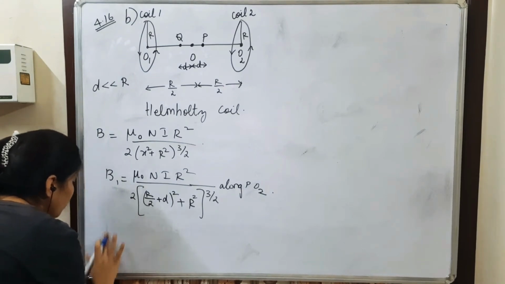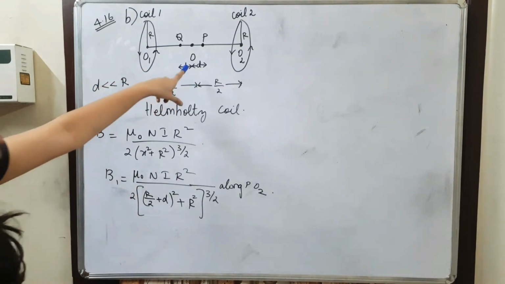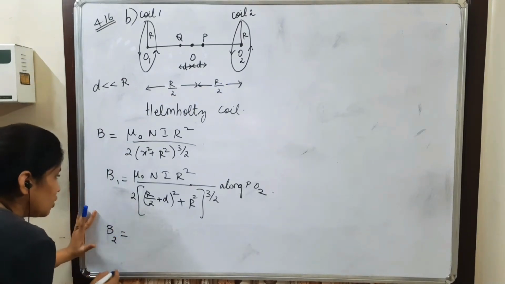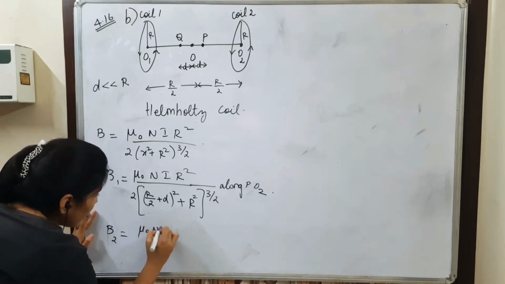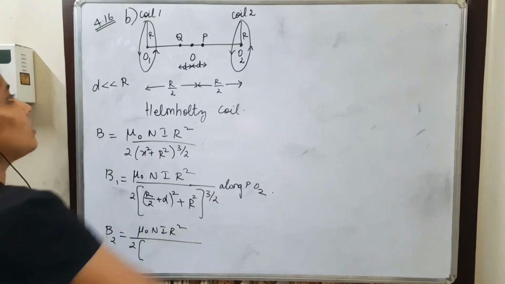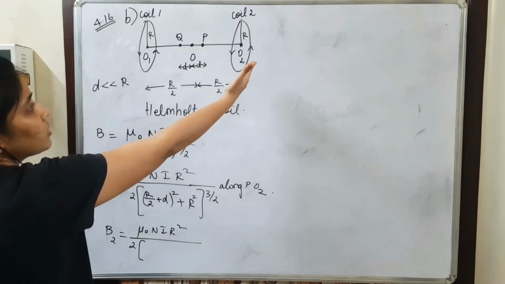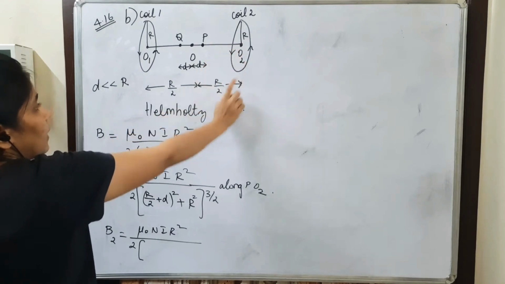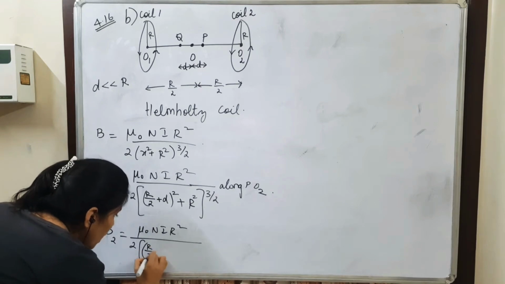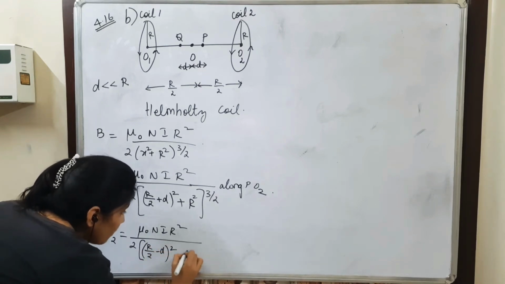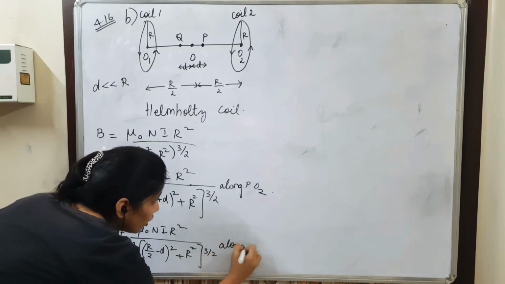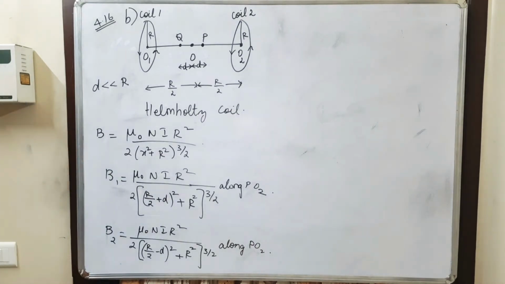In the same way we will write down the magnetic field at point P due to coil 2, let it be B2. B2 is equal to mu naught N I R square divided by 2 into (x square plus R square) the whole power 3 by 2. Here the point P is at what distance from the center O2? It is R by 2 minus D, so x squared is R by 2 minus D, the whole square, plus R square, the whole power 3 by 2. This one is also along PO2, so both of them are along the same direction.